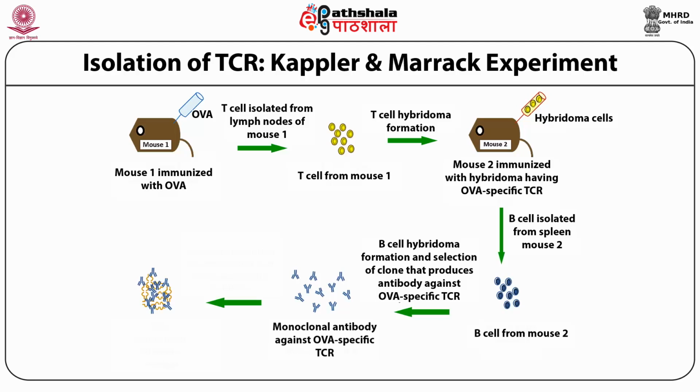This monoclonal antibody was then used to precipitate out the OVA-specific TCR from a solution containing all the membrane proteins found on T cells. This technique of using a specific antibody to precipitate out its antigen is known as immunoprecipitation. The importance of this experiment by Kappler and Marrack was that it allowed early immunologists to isolate a TCR specific for a particular antigen, in this case OVA. This seminal experiment facilitated further investigation and characterization of the TCR.